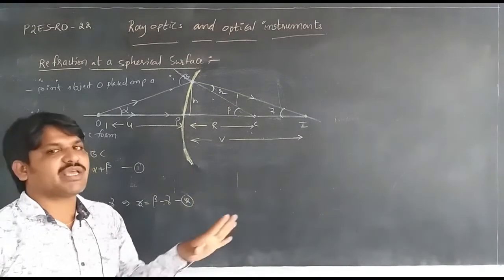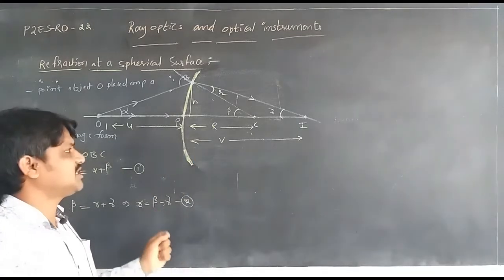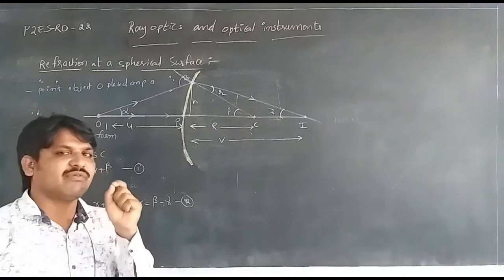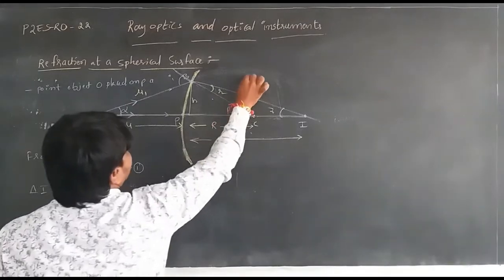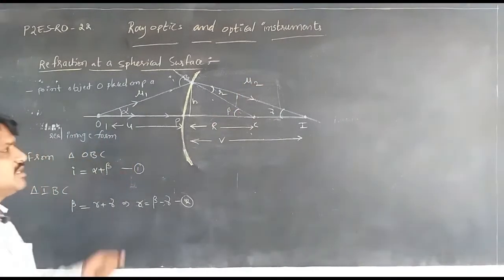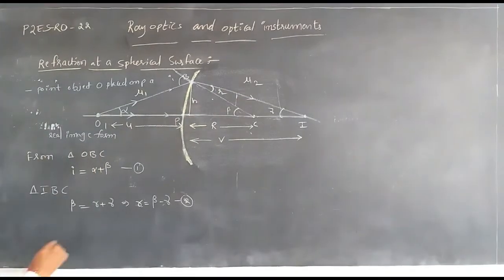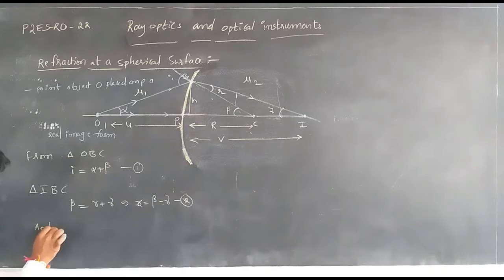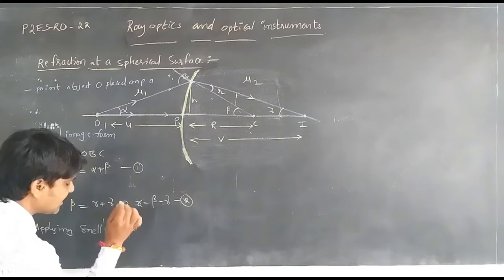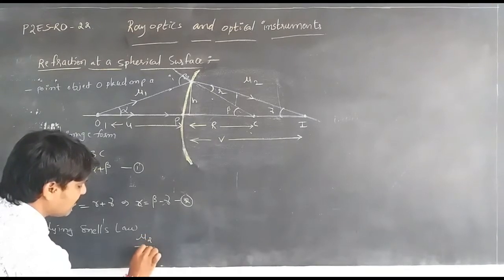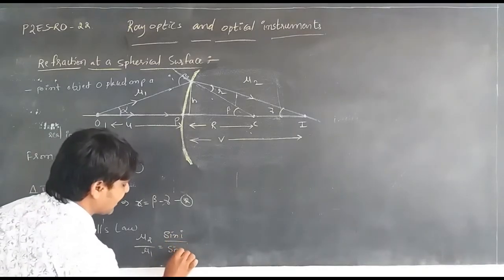Earlier, we followed the assumption that whenever refraction is considered, the angles are very small. Here this is the refractive index mu1, the rare medium, and this will be the refractive index mu2. By applying Snell's law, mu2 by mu1 is equal to sine of the angle of incidence by sine of the angle of refraction.